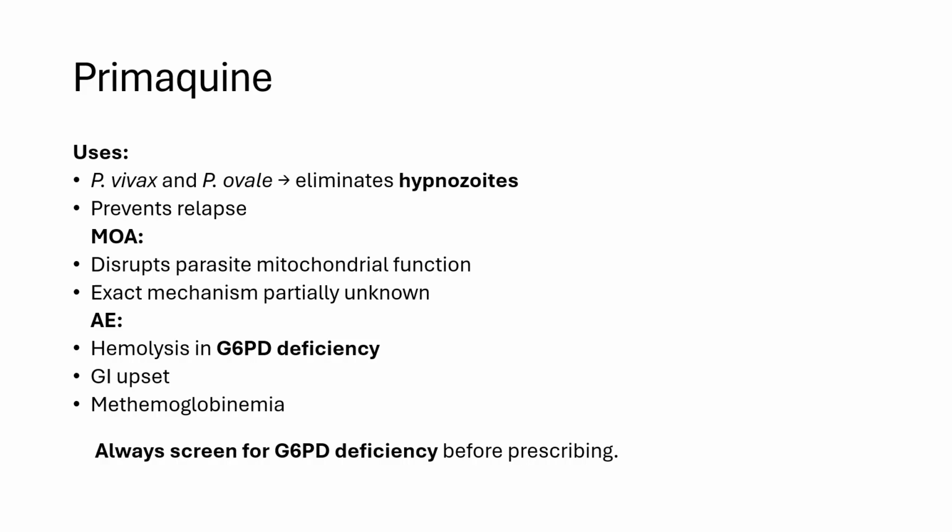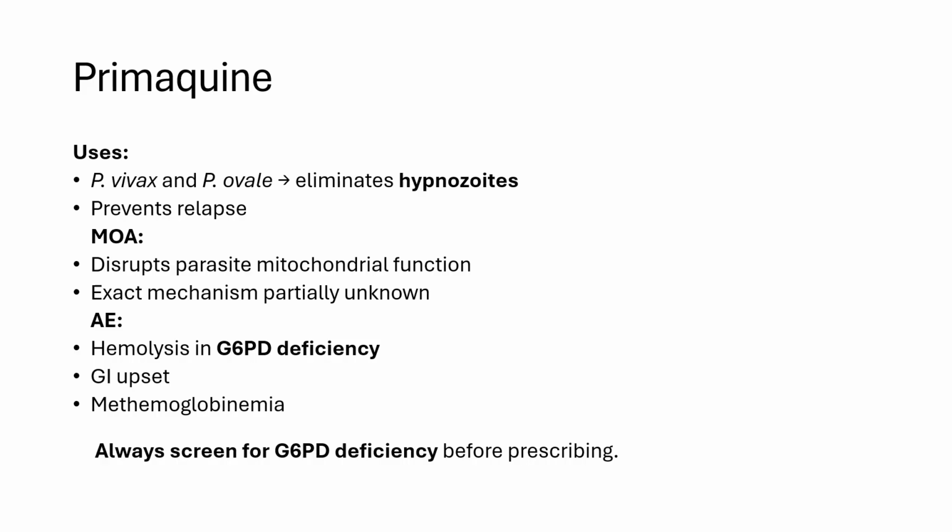Mechanism involves disrupting the mitochondrial function, but the exact mechanism of action is still partially unknown. One thing you will see commonly on boards is Primaquine causes hemolysis in patients with G6PD deficiency. So you must screen for G6PD deficiency before prescribing this medication.